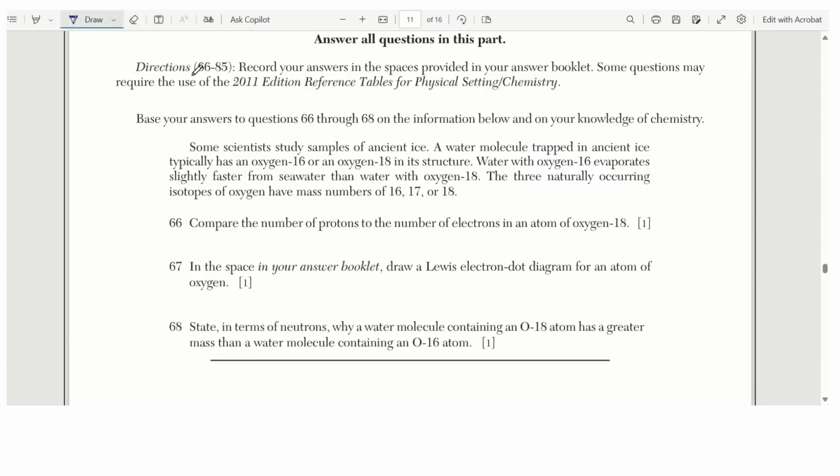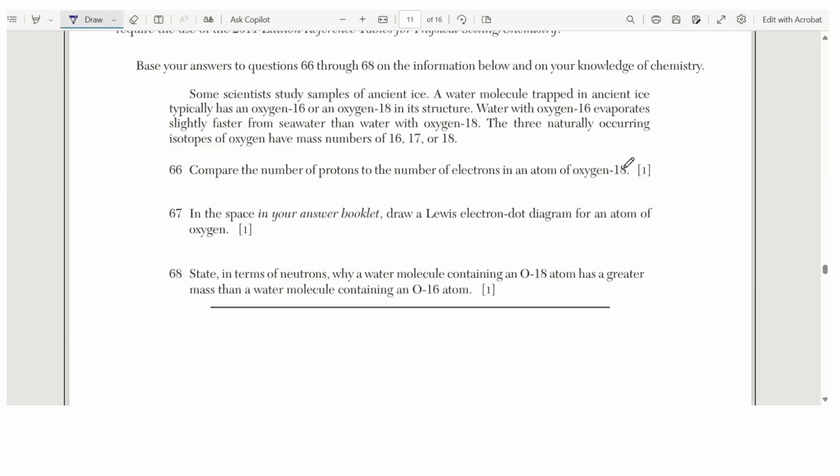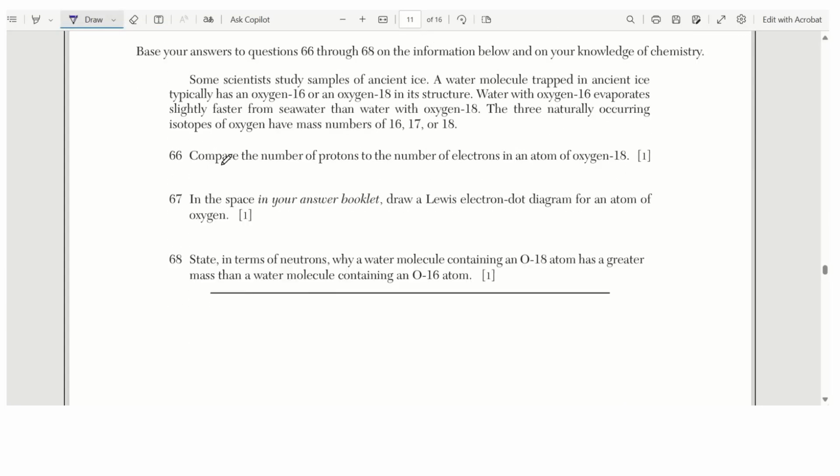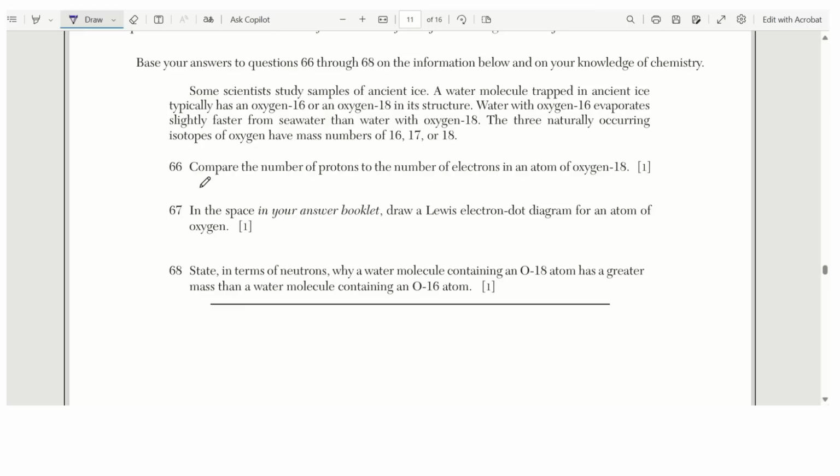All right, time for part C, the last short answer questions. So 66 through 68. Compare. Love a compare question, right? Compare the number of protons to the number of electrons in an atom of oxygen 18.